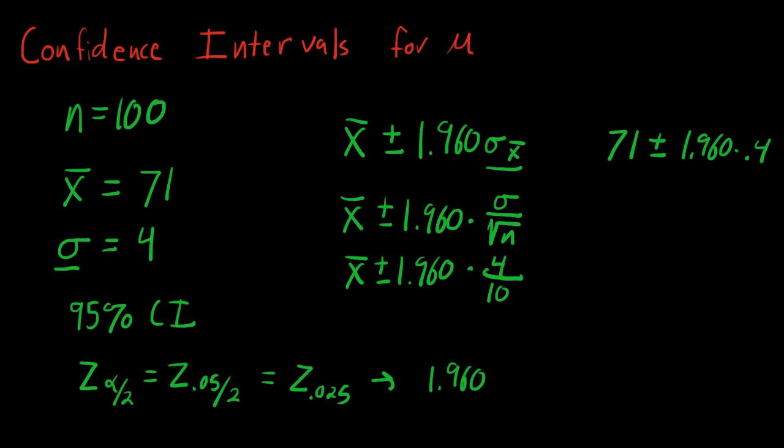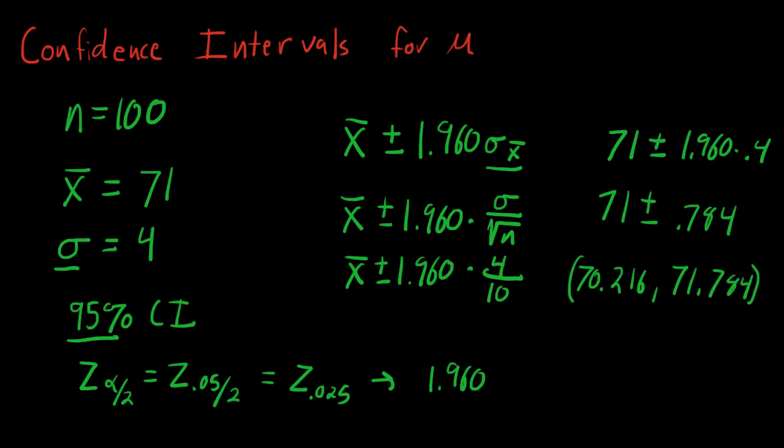So carrying out that multiplication, we get 71 plus or minus 1.960 times 0.4, which turns into 0.784. So that means our interval is 71 minus 0.784, so 70.216, up to 71 plus 0.784, so 71.784. And we are then 95% confident that our mu value lies within that range. So mu is within this range up here.